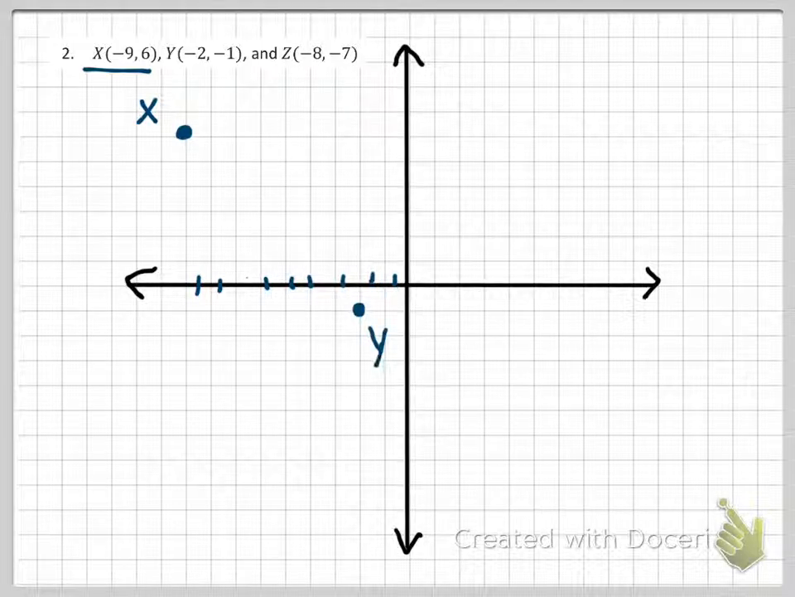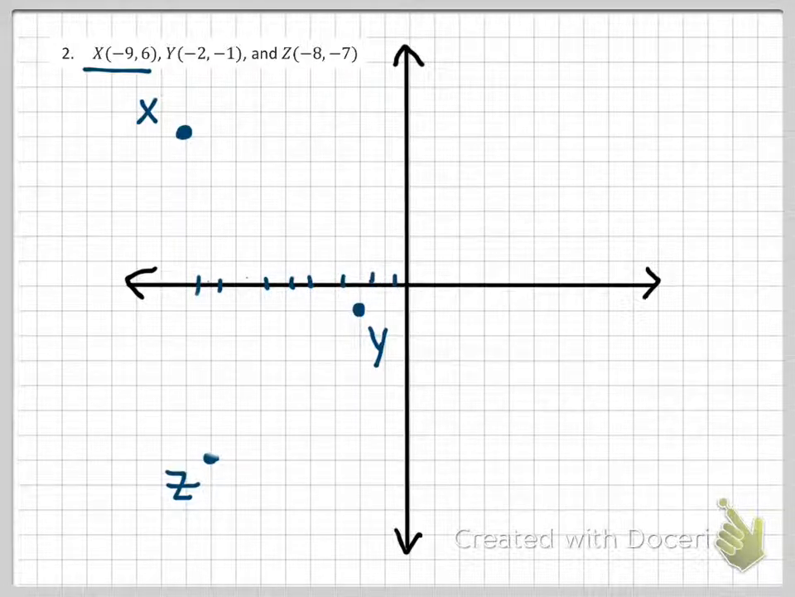That's point Y. And then Z is left 8. 1, 2, 3, 4, 5, 6, 7, 8 is here. And then down 7. 1, 2, 3, 4, 5, 6, 7. There's my point right there. That is point Z. Okay, let me get rid of these dashes for a second. There we go.